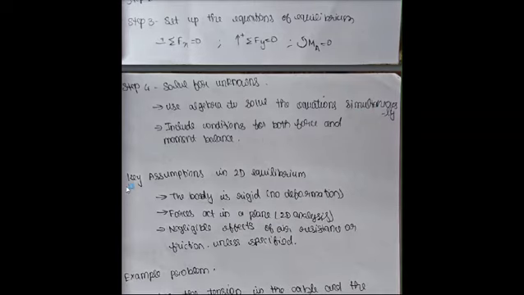There are key assumptions in 2D equilibrium. The body should be rigid, which means no deformation should take place. The forces act in the plane, so 2D analysis should be assumed. We should also assume negligible effects of air resistance or friction unless specified.